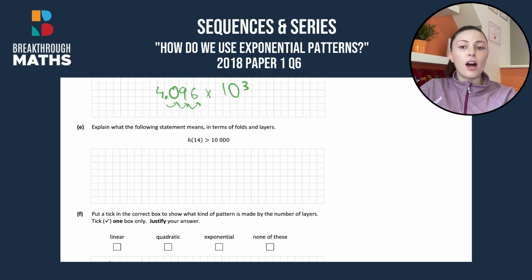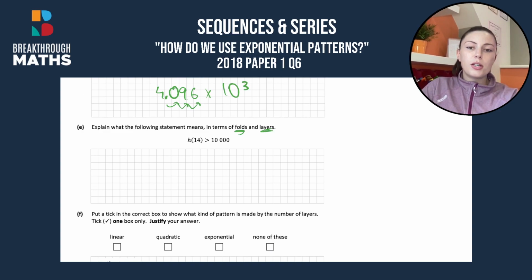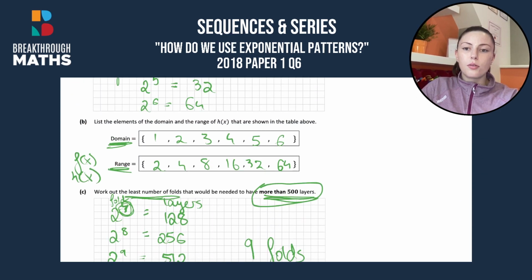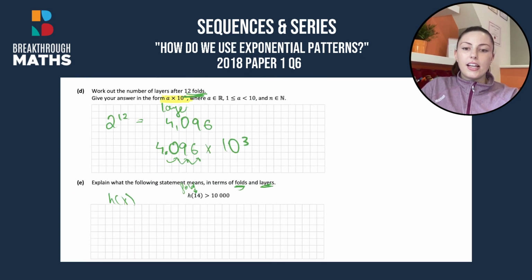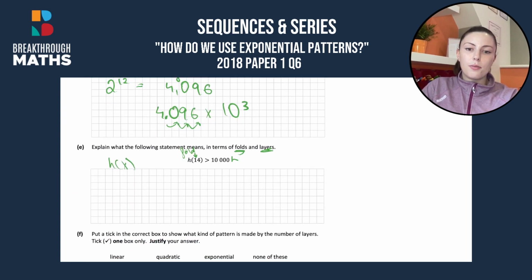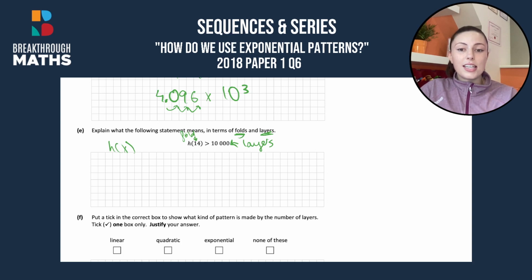Next, we're asked to explain what the following statement means in terms of folds and layers. We know this here is going to be our fold number because it said h of x and the number x is equal to the folds. So if we go back, remember the number of folds was x and the number of layers is h of x. So 10,000 is the number of layers. What this is telling us is after 14 folds, there will be more than 10,000 layers. So you can write that out: after your 14 folds, there will be more than 10,000 layers.